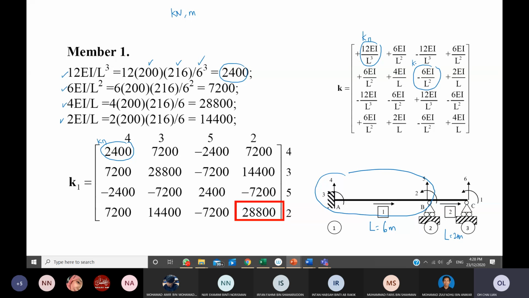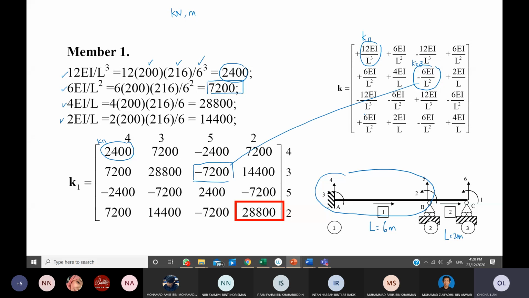K13, sorry, K23. So it is 6EI over L squared. So 6EI is this one. Okay, I put a square, 7,200. Therefore, I put a negative 7,200 according to the template.